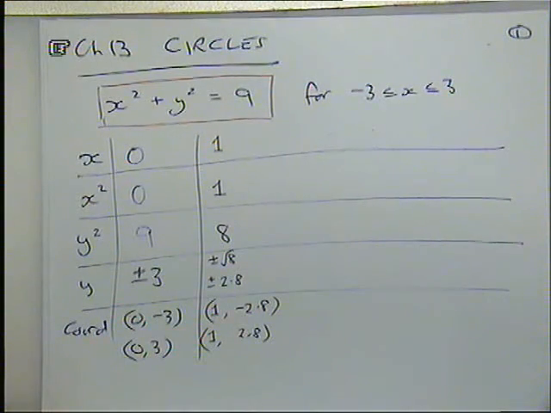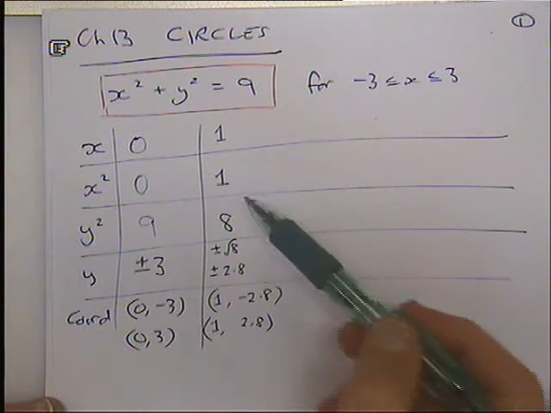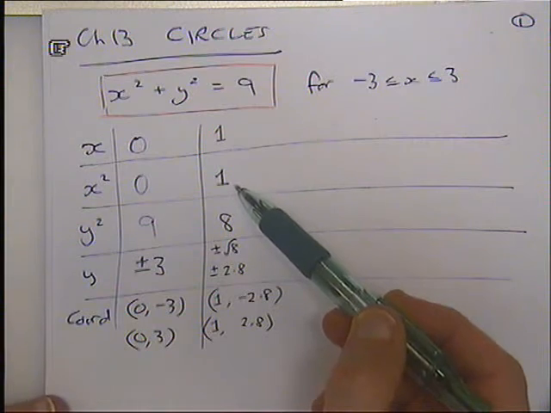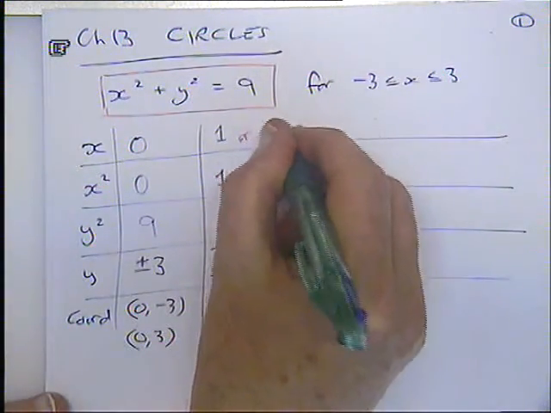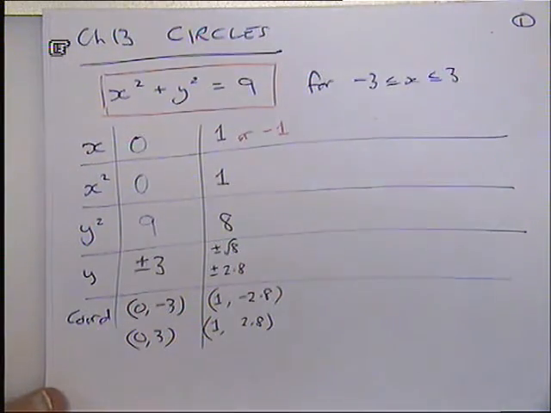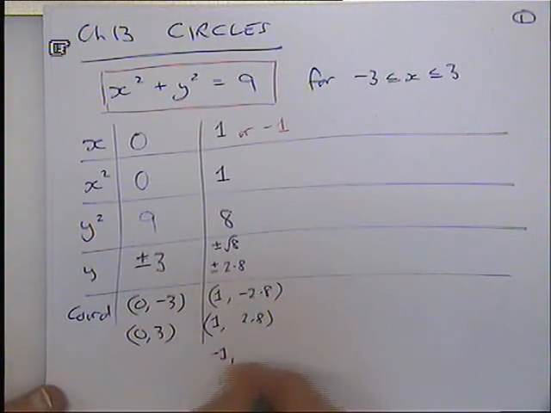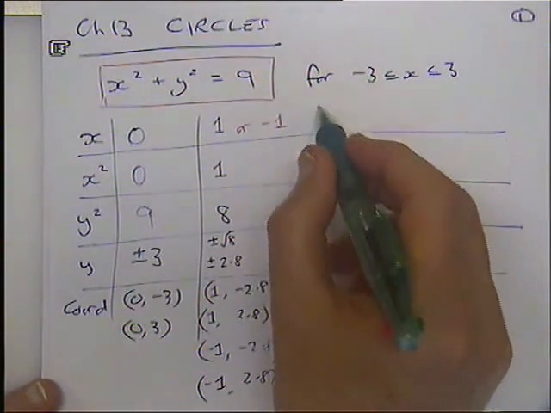But are there any other coordinates you think we could probably get out of maybe an adapted column here? Is there another value that would have given us an x squared value of 1? Yeah, actually I could put here plus or minus 1, because if I started with minus 1, I'd have also got identical things further down that column. So actually down here I could have minus 1, minus 2.8, and I could have minus 1, 2.8. So I've got 4 coordinates there from that column.